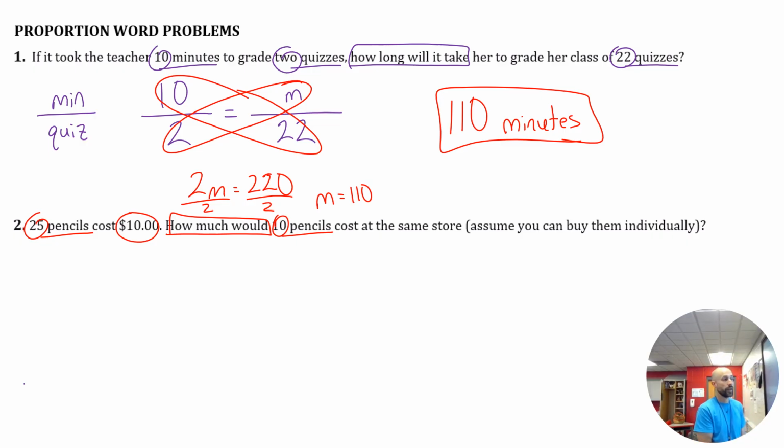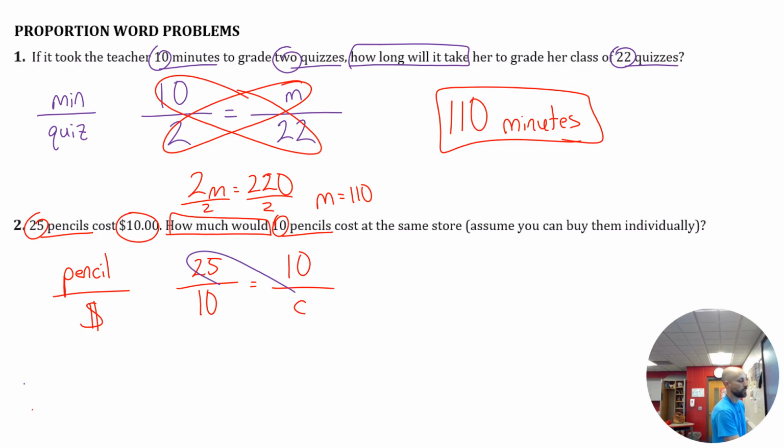So we were trying to figure out how much the cost is, right? So how much 10 pencils cost at the same store. So our unit fraction, I'm just going to go in order of the information given. So pencils per cost or per dollar. So my unit fraction is going to be pencils over dollars, which means I have 25 over 10. And we know we're buying 10 pencils, and we don't know the cost. So C. Okay, so there's my proportion, and now I'm going to go ahead and cross multiply.